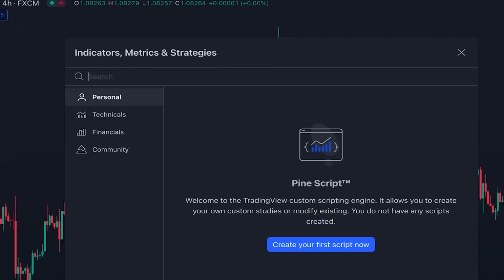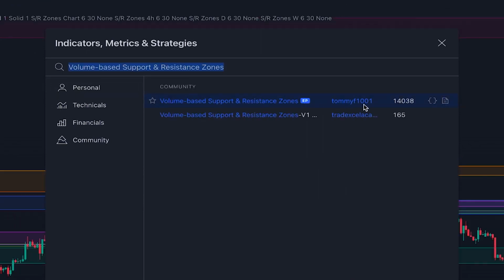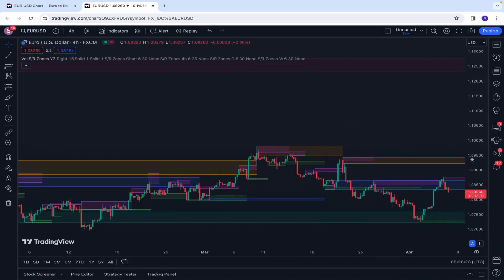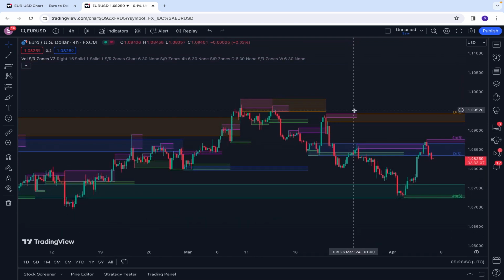And the next indicator is Volume-Based Support and Resistance Zones, this one, which is an editor's picks indicator and written by TommyF1001. As you can see, the support and resistance levels are drawn on the chart in the form of a zone in different colors. This indicator is one of the best support and resistance indicators that you can find on the TradingView platform. It calculates the support and resistance zones based on high volume at fractal lows or fractal highs, and this helps you to identify levels that are more significant.